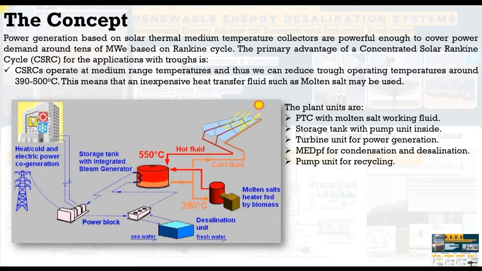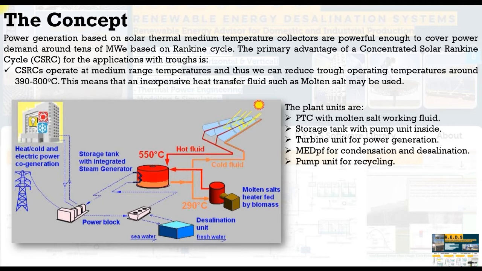First of all, the main concept is simple. It's how we can utilize a huge solar power by concentrated solar power to generate electricity by Rankine cycle, and at the same time we can desalinate some fresh water for remote areas, tourist spots, and so on.